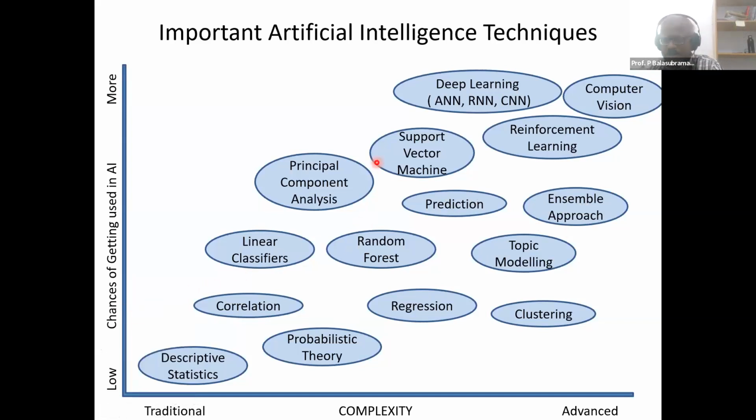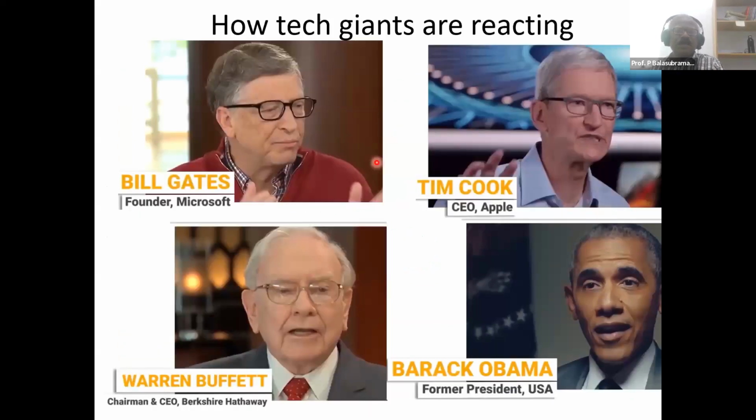Okay, right. So this is all about the different techniques that are being used in artificial intelligence. Now, I just wanted to see how the industry leaders are thinking about artificial intelligence. Here I have taken four different leaders. One is Microsoft founder Bill Gates, then Tim Cook from Apple, Obama, former US president, and then Warren Buffett. What are they saying about artificial intelligence?